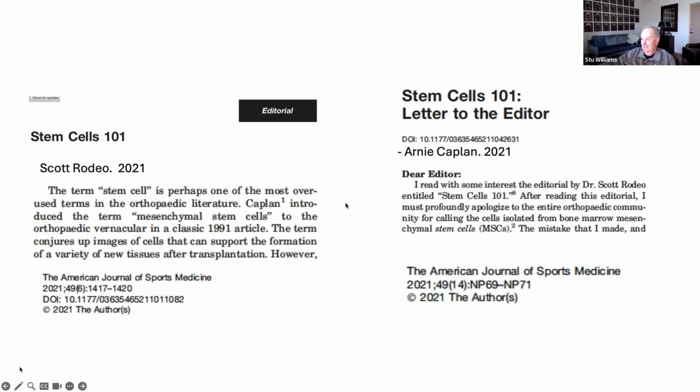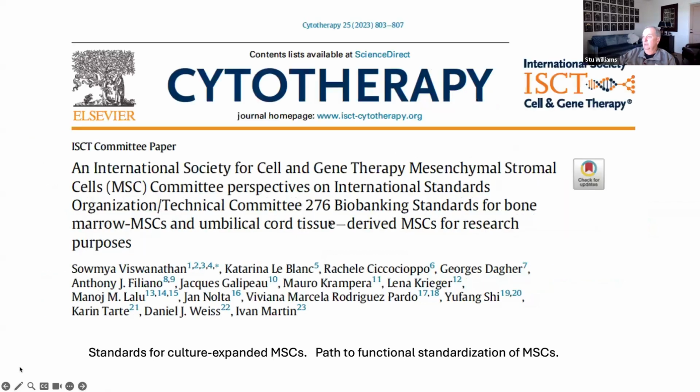And what Scott basically said was that mesenchymal stem cells have really pushed the field back in orthopedic surgery and many other fields. He states it conjures up the image of a cell that can support the formation of a variety of new tissues after transplantation. And Arnie admitted about a month later that Scott was absolutely right, and he apologized to the orthopedic community for calling the cells mesenchymal stem cells. But this term continues to live on today.